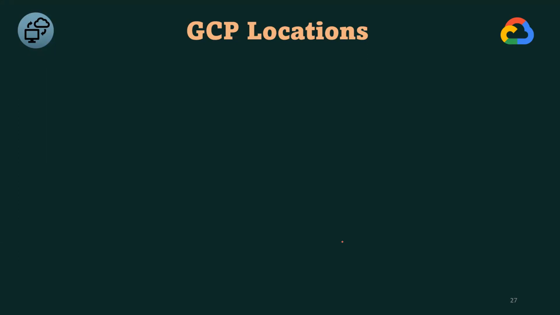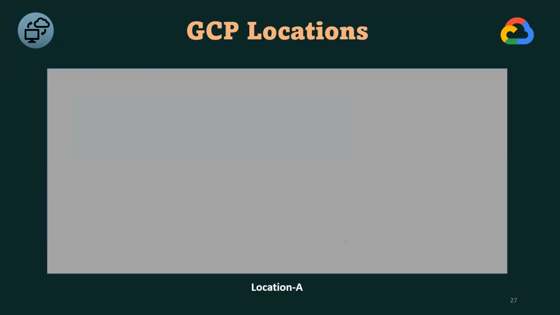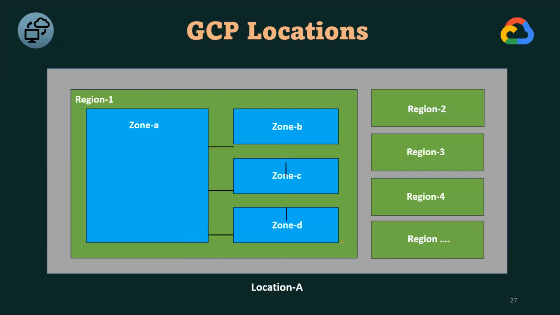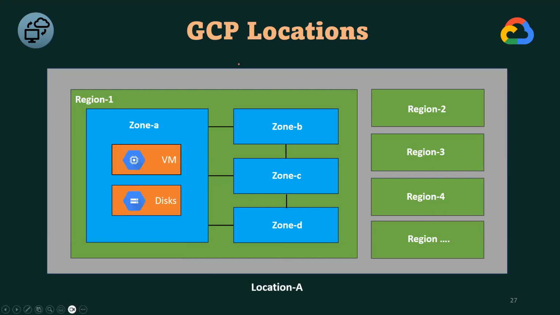So Google has plenty of locations. If I take one location, it has plenty of regions. Each region will have zones. Zones are connected and they have a data center each. So that is how it is. Tomorrow we are going to see all these things.